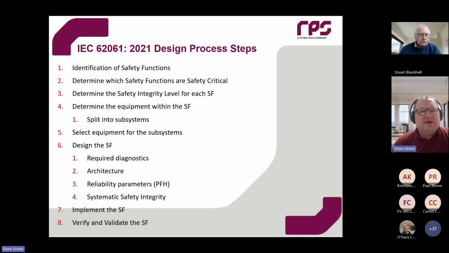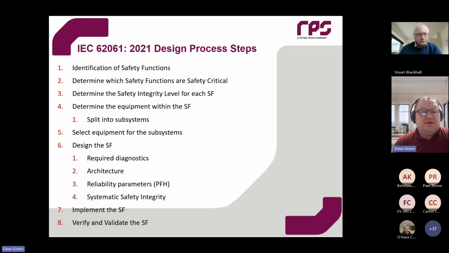The only thing slightly different is that it now gives us answers in SIL or in performance level should you wish to use it, which was a sort of translation in the old days. It's now actually in the standard. We should determine what the equipment is needed for the safety function and then split it into subsystems. So it's bringing in the subsystems basis within 62061, consistent with 61508. We then select what equipment we'd like to use for the subsystems and then look at whether that proposed design will meet the SIL requirements that we have.